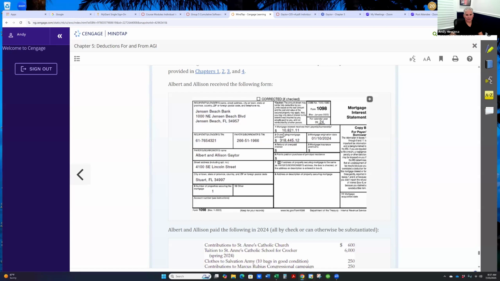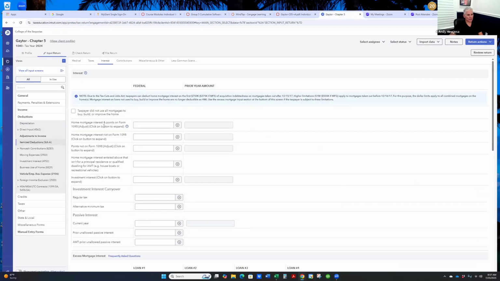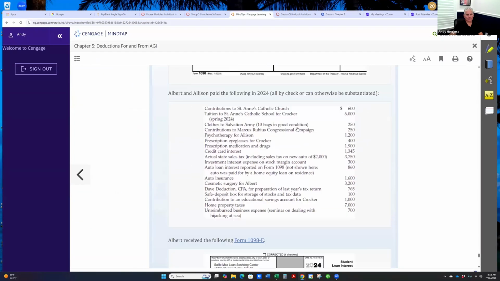Let's go back to the textbook. It's $10,821.11. We'll enter that under the home mortgage interest and points on Form 1098. $10,821. Back to the textbook. After that, we have a listing of potential deductions, either for or from. They're listed here. These Albert and Allison paid the following in 2024. So all of these items may or may not be deductible. We have to go through each one and make a determination as to whether it is deductible.